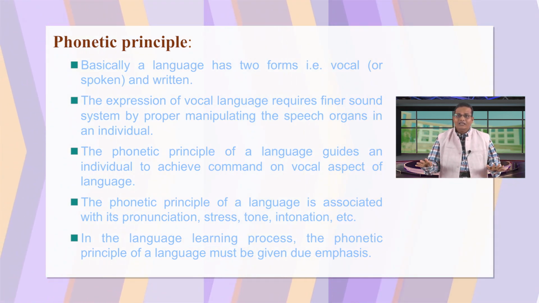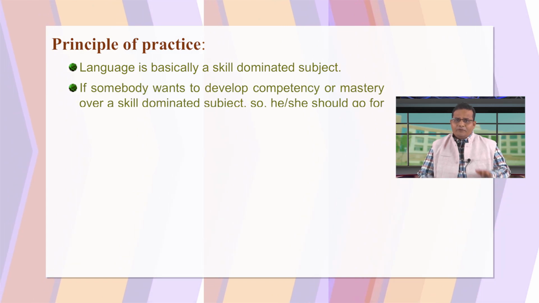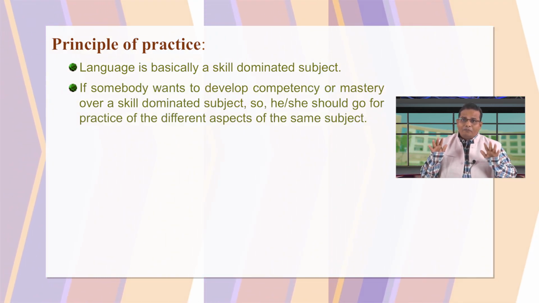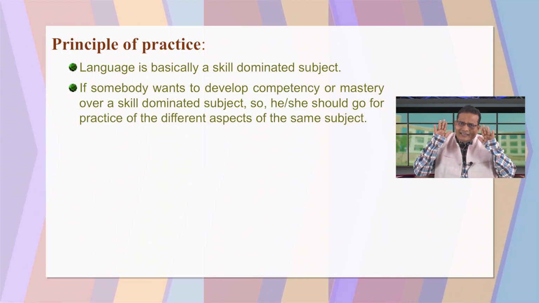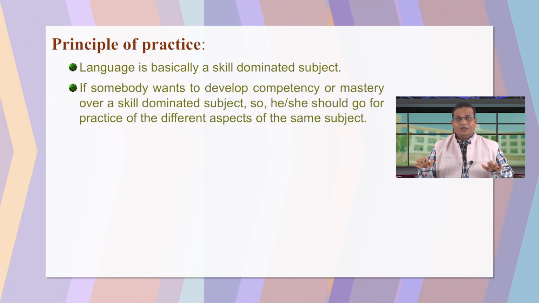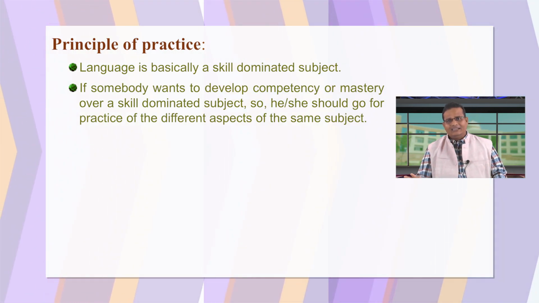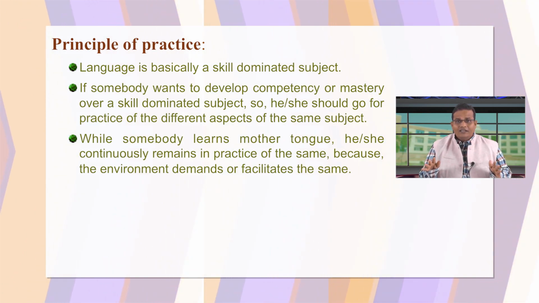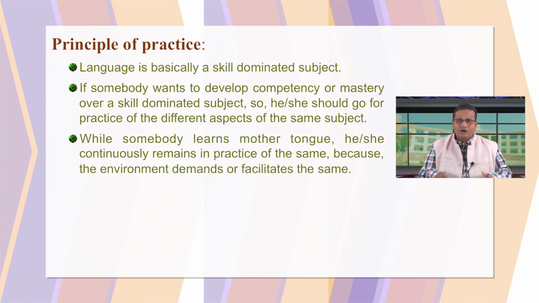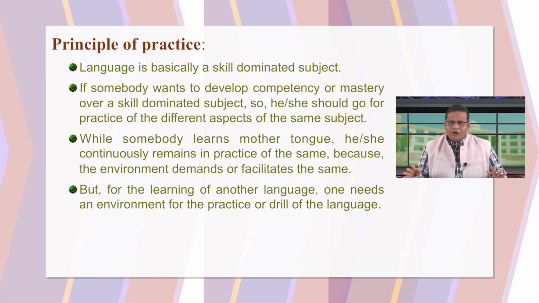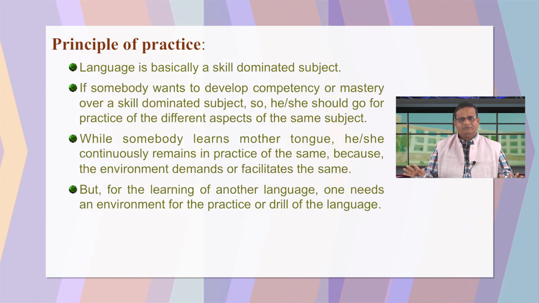The next principle is the principle of practice. Language is basically a skill dominated subject. If somebody wants to develop competency or mastery over a skill dominated subject, he or she should go for practice of the different aspects of the same subject, because mastery over a skill always requires proper practice or drill of the skill. While somebody learns the mother tongue, he or she continuously remains in practice of the same because the environment demands or facilitates the same. But for learning another language, one needs an environment for the practice or drill of the language.